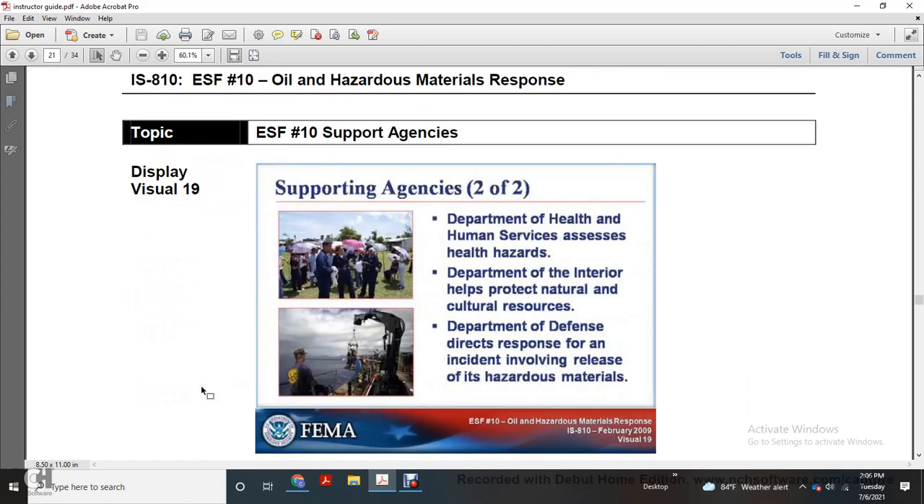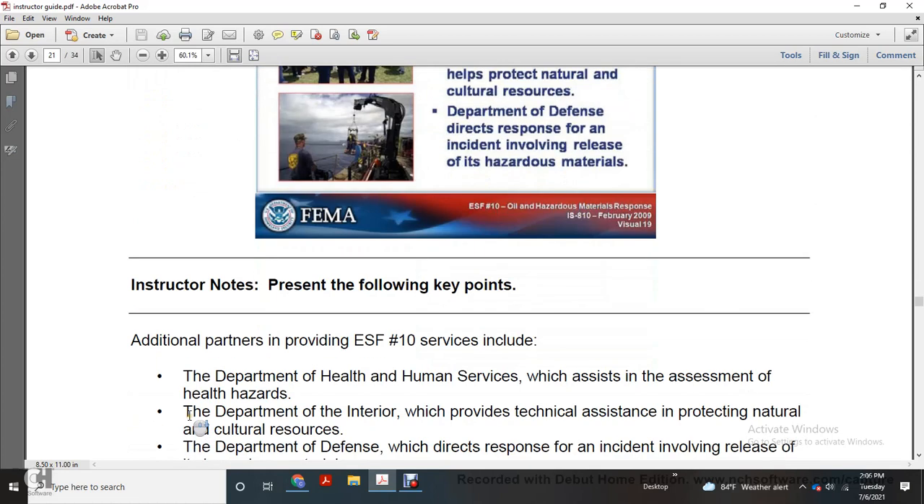Display visual number 19. The Department of Health and Human Services assesses the human health hazard. The Department of Interior helps protect natural and cultural resources. The Department of Defense directs the response to incidents involving the release of hazardous material.